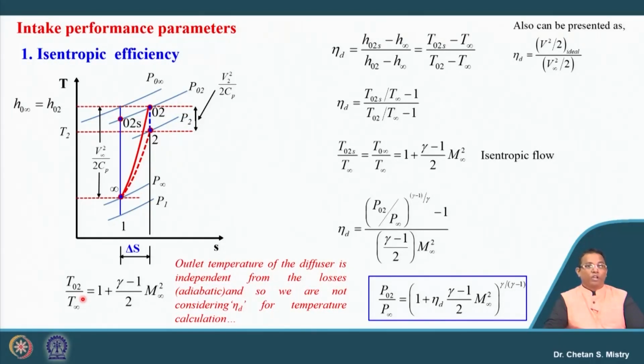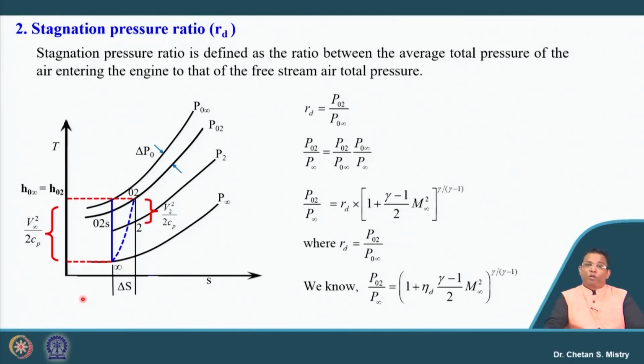So, just try to remember this. People use different terminologies for defining the performance of the intake. One more parameter they have defined is stagnation pressure ratio. This stagnation pressure ratio is the outlet pressure from the diffuser to the free stream pressure, which I am writing as P02 by P infinity. If you recall, we derived our diffuser efficiency equation in terms of P02 by P infinity. So, that is what we write as P02 by P0 infinity into P0 infinity by P infinity.